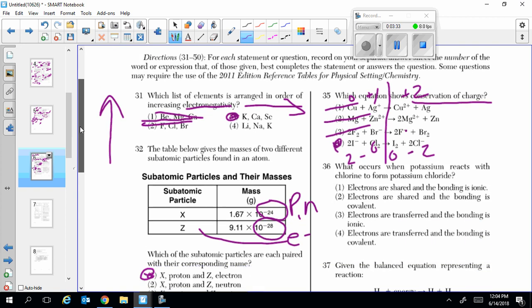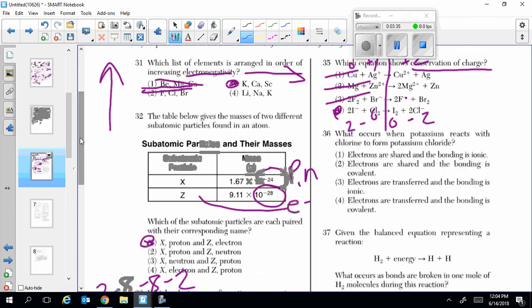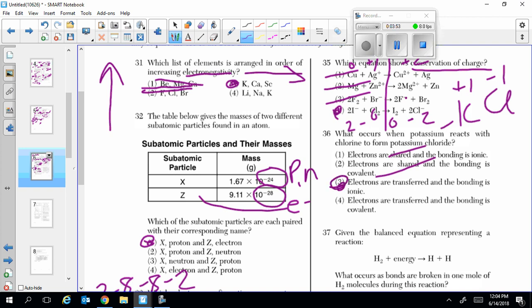Number 36. What occurs when potassium reacts with chlorine to form potassium chloride? Potassium is K. It's a metal. It's a +1. Cl is a nonmetal. It's a -1. So that's an ionic bond. It's not sharing. It's a metal with a nonmetal, so electrons are transferred in an ionic bond.